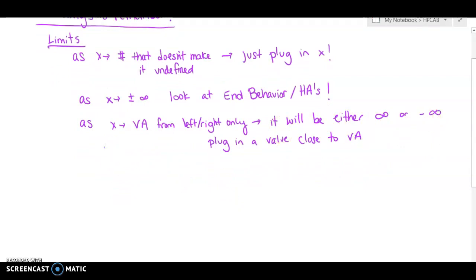The other possibility is as x approaches the x value of a hole. If you have something like that, where x is approaching the x value of a hole, what you're going to do is find the y value of the hole. I will do an example of that right now.